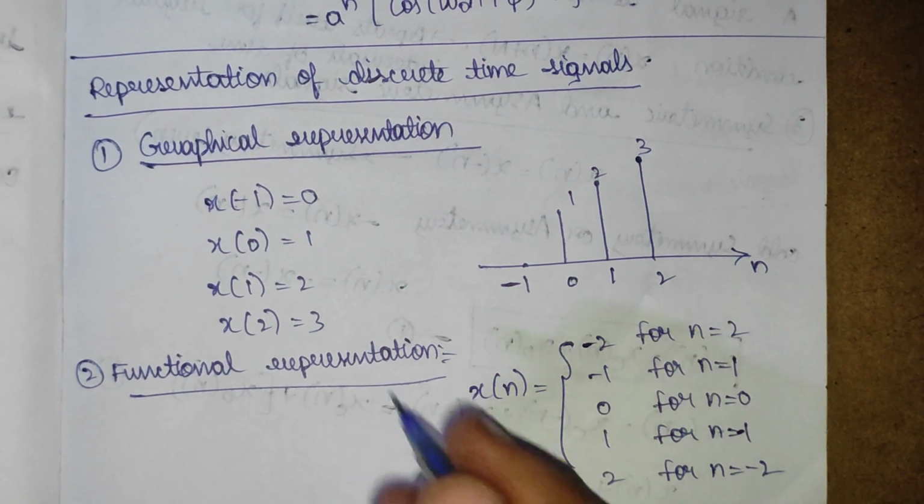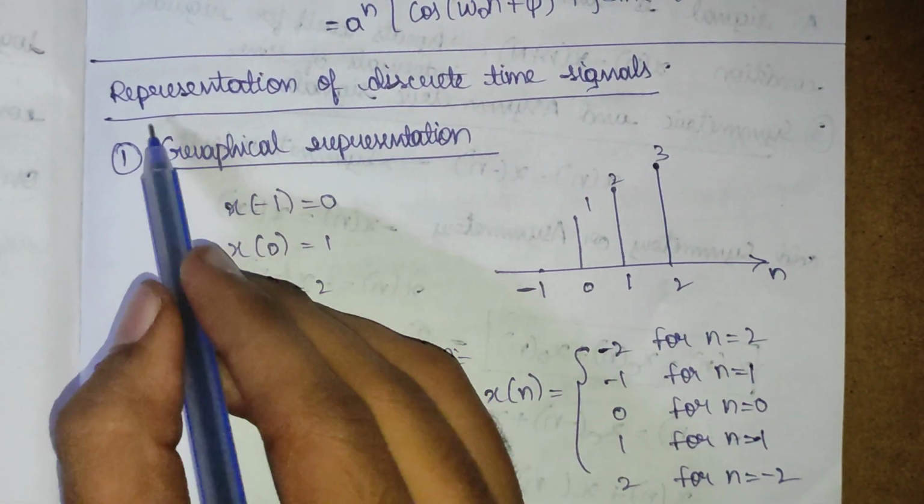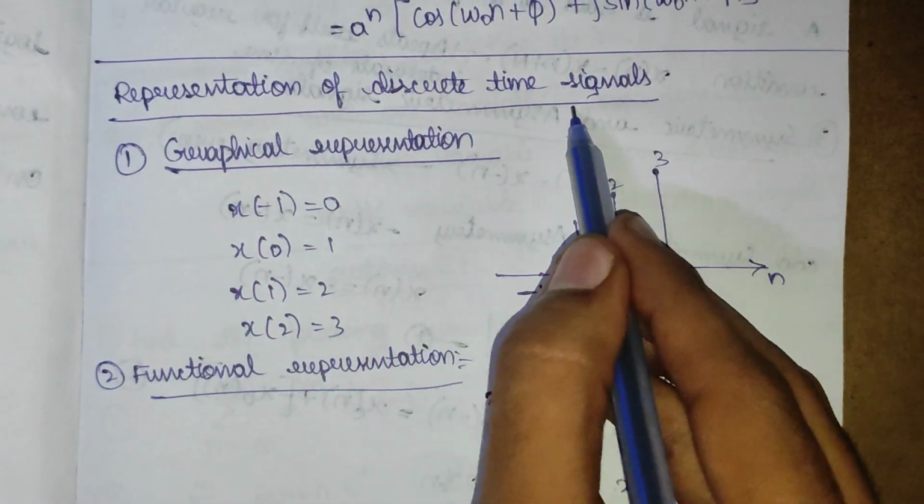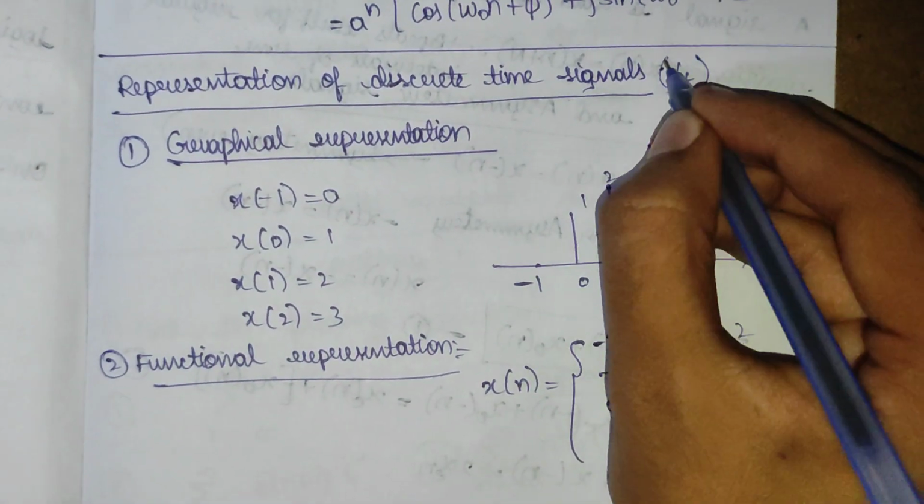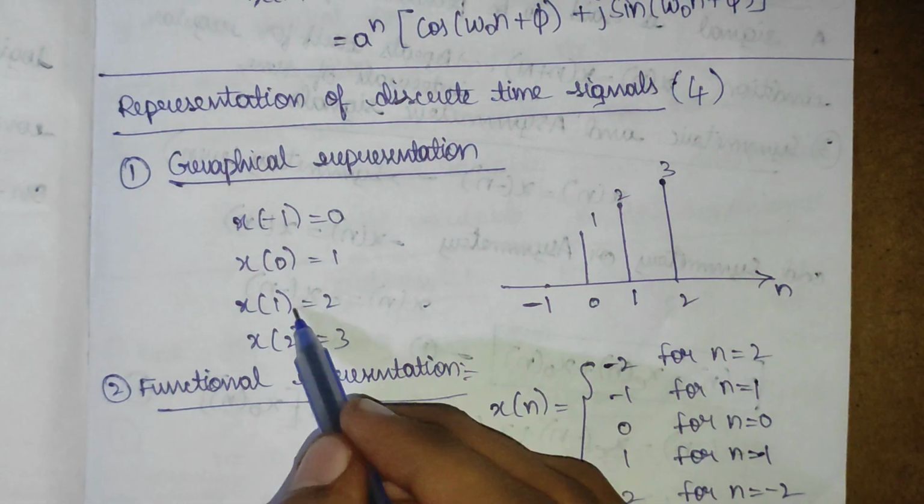Okay, next, about the introduction of discrete time signals. There are different ways of representing discrete time signals. There are basically 4 ways for representing a discrete time signal. The first way is graphical representation.